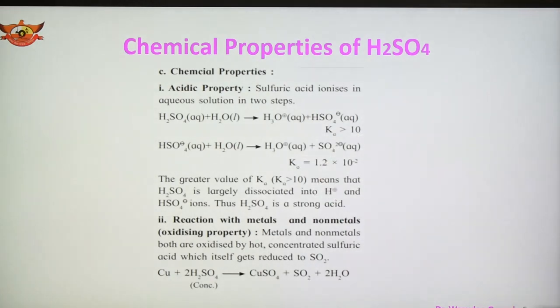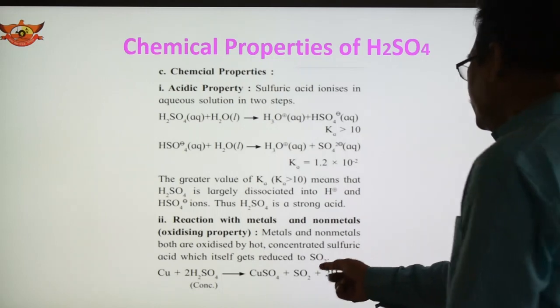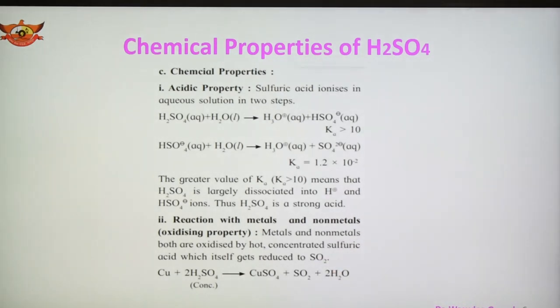So the first chemical property of sulfuric acid is the acidic property. Sulfuric acid shows acidic property. Reaction number 2 is the reaction with metals and non-metals, the oxidizing property, which is also shown by sulfuric acid. Metals and non-metals are both oxidized by hot concentrated sulfuric acid, and the sulfuric acid itself gets reduced to SO2.